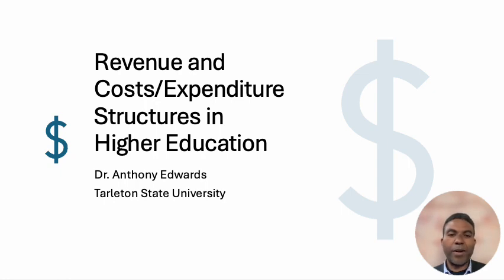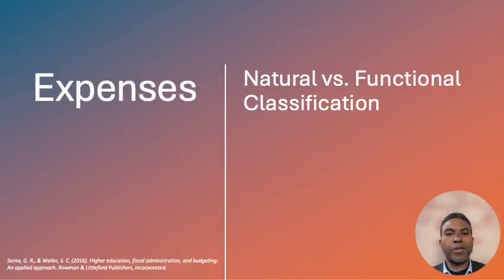Today we're going to be talking about revenue and cost slash expenditure structures in higher education. So the first thing we're going to talk about are expenses and how you classify them. And the authors talk about natural versus functional classification.